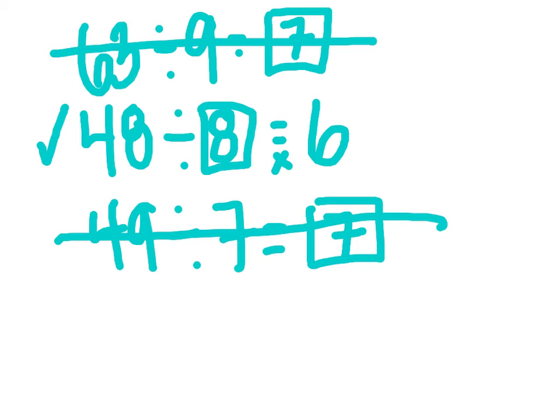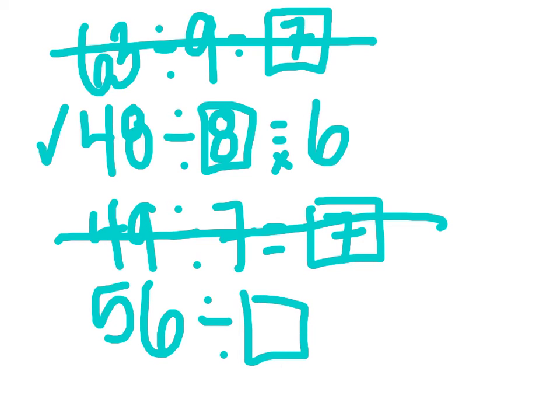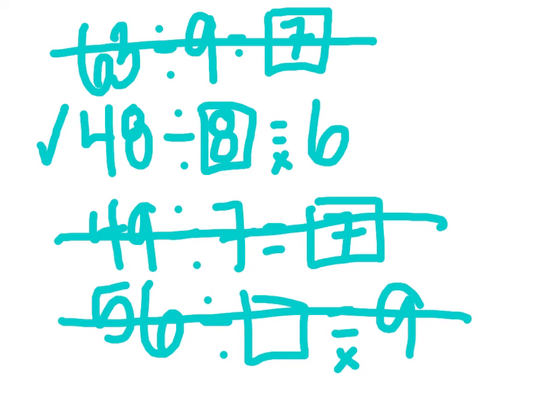And letter D is 56 divided by what equals 9. So I can work this one backward too. 9 times what equals 56. And I know that 9 times 6 equals 54, but there's nothing times 9 that's going to equal 56. So I know that that's not a possibility. So looking at this, letter B is the only option that fits the criteria.